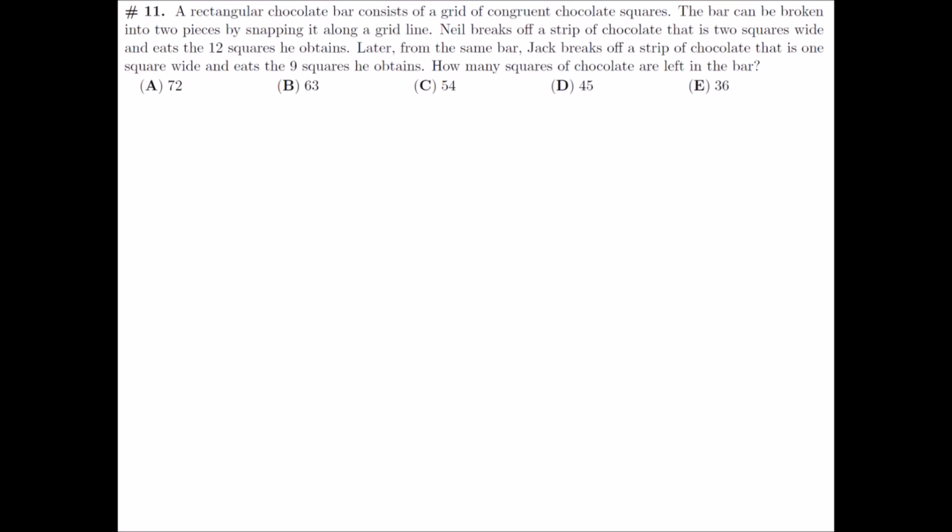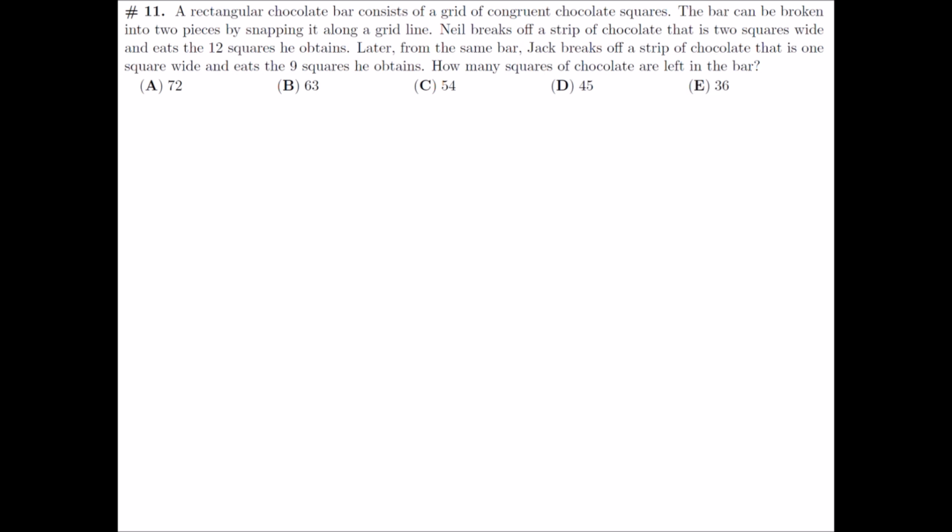Question 11. A rectangular chocolate bar consists of a grid of congruent chocolate squares. The bar can be broken into two pieces by snapping it along a grid line. Neil breaks off a strip of chocolate that is 2 squares wide and eats the 12 squares he obtains. Later, from the same bar, Jack breaks off a strip of chocolate that is 1 square wide and eats the 9 squares he obtains. How many squares of chocolate are left in the bar?